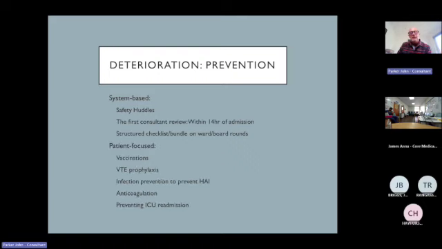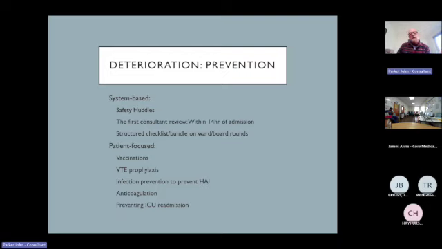Then there's patient-focused things that help prevent deterioration. The obvious examples would be flu jabs, VTE prophylaxis, enoxaparin in preventing PEs, but then other things like infection prevention measures, hand hygiene, etc., to prevent hospital-acquired infections and patients getting ill from those. Anticoagulation is another example, for example, DOACs with patients with AF to prevent them having strokes.